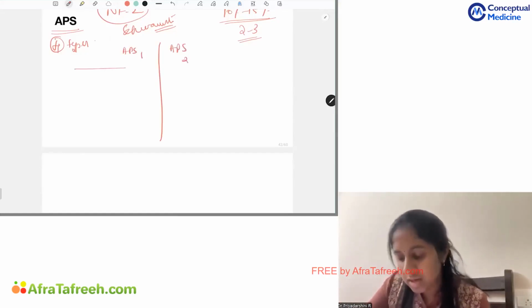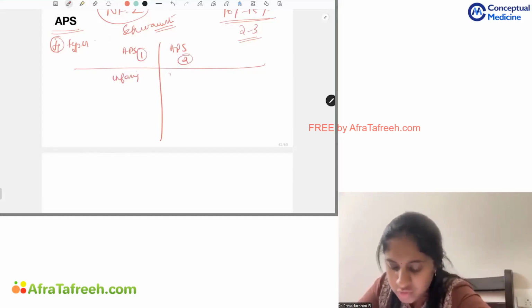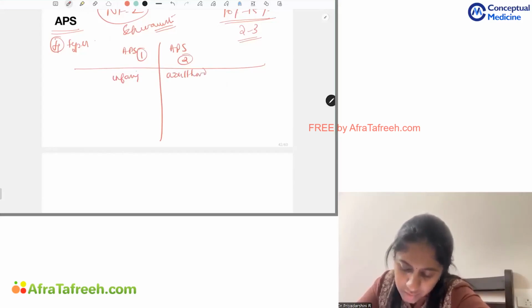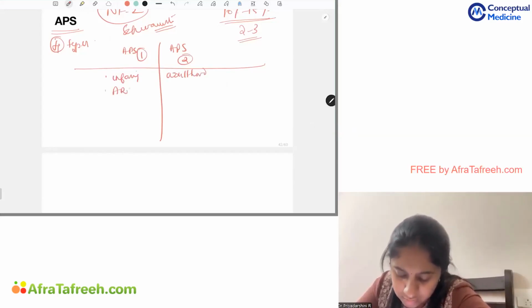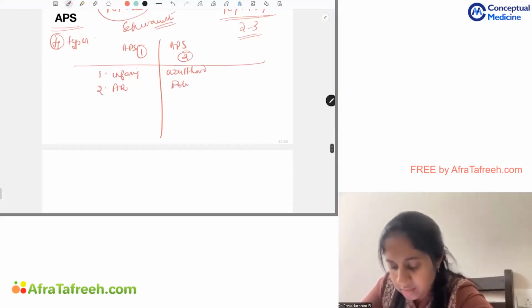I will just lay out the common features. APS 1 is generally seen in infancy. The onset would be infancy. APS 2 is usually seen in adulthood. APS 1 is autosomal recessive because it manifests as early as infancy, right? So here, in APS 2, it would be usually polygenic.